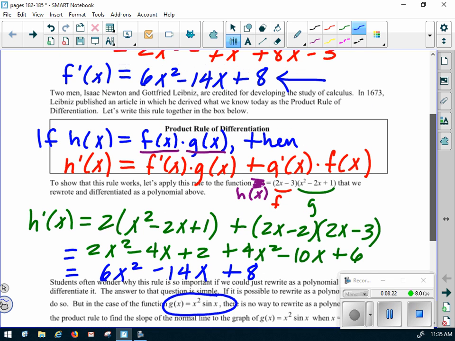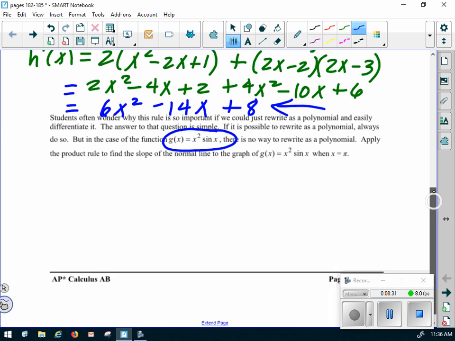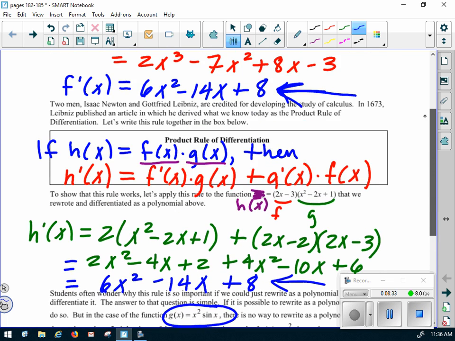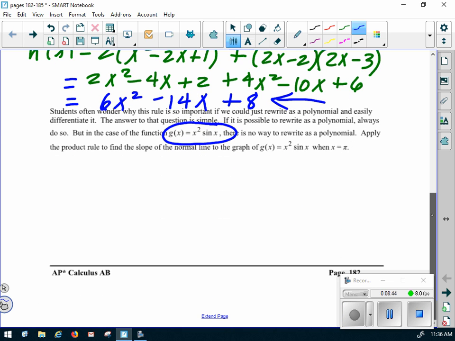Look at that. I would just tell you though, if you have polynomials, I'd tell you to multiply them out and take the derivative and not worry about the product rule. The issue comes when you don't have polynomials. So this is where we're going.